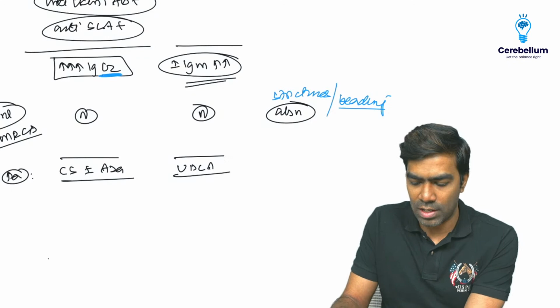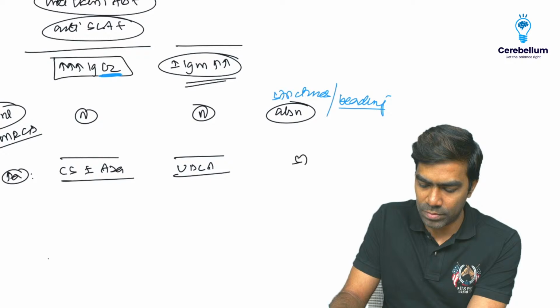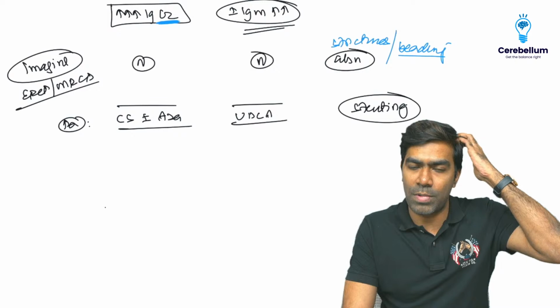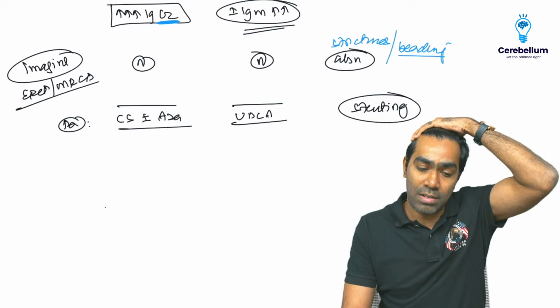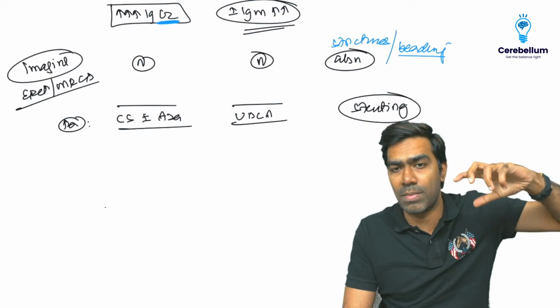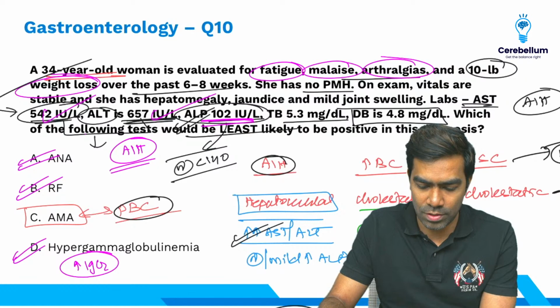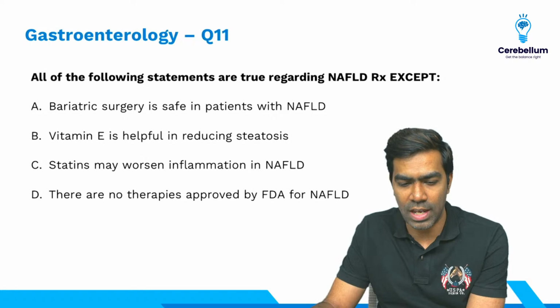So we can do stenting for strictures. All of them at end stage liver disease, you are going to go for liver transplantation only. There's no doubt. But initially, what you will do? Corticosteroids plus azathioprine for autoimmune hepatitis, UDCA, ursodeoxycholic acid for primary biliary cholangitis, and none of them works for PSC. In PSC, if there are significant and symptomatic strictures in the biliary tract, you can do ERCP guided stenting. That's the only thing you can do. Ultimately, you have to go for liver transplantation only. So that's the treatment. Any one of these can be asked. All of the following statements are true regarding NAFLD, non-alcoholic fatty liver disease, except.